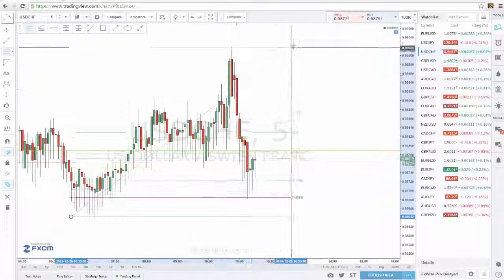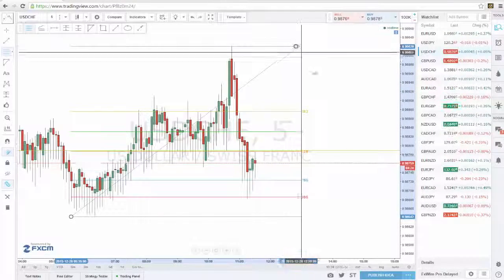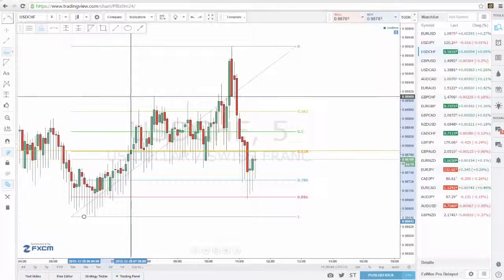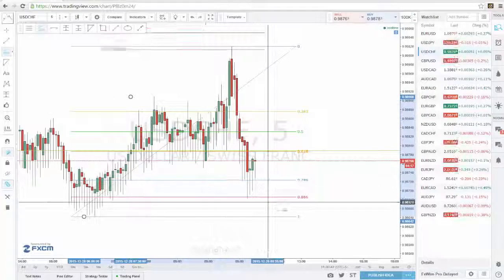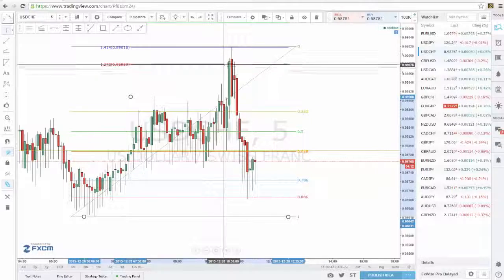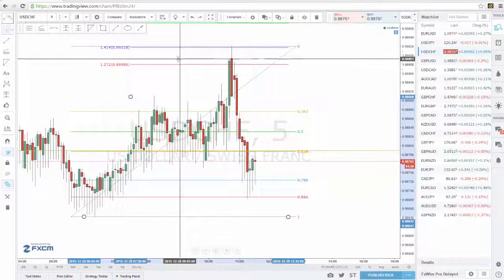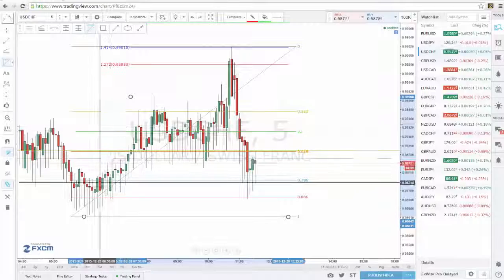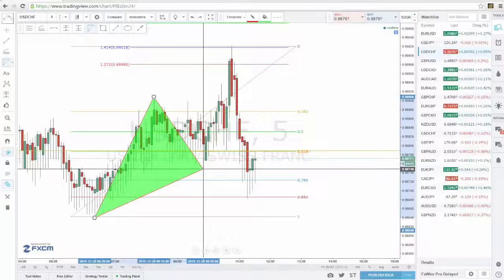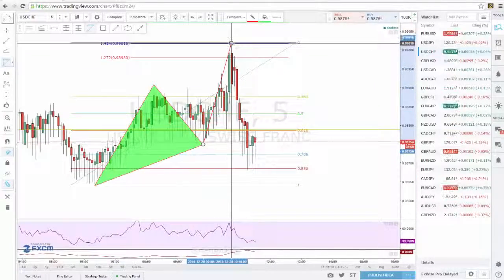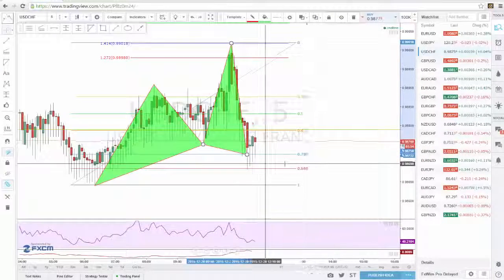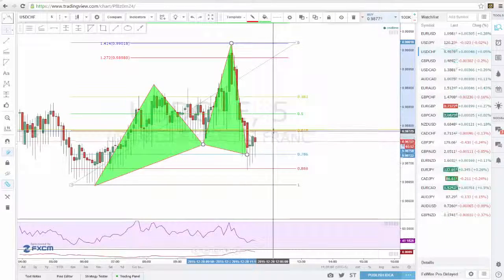and then after that we need a 127 extension from X to A. So we take our extension tool, X to A, back down in, and as we see, this does break above the 127 extension without closing above the 1414 extension. So take our triangle tool, and this is what this cipher pattern looks like. Down here to the 786, and as you can tell, this cipher pattern is already completed, but has not yet come up to hit targets.